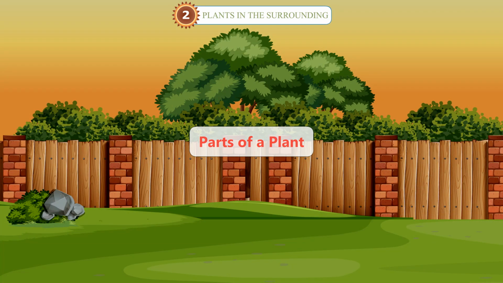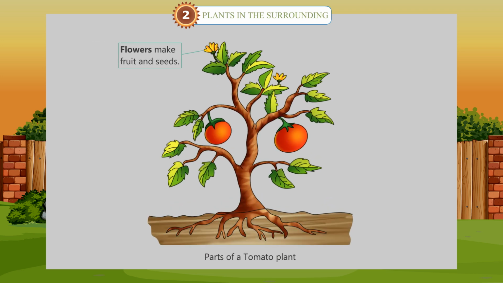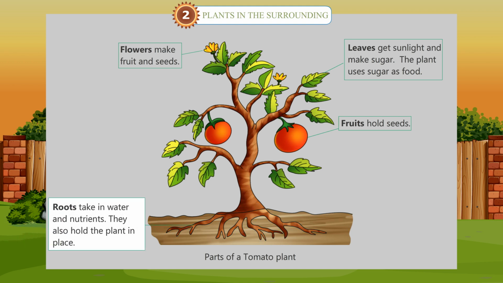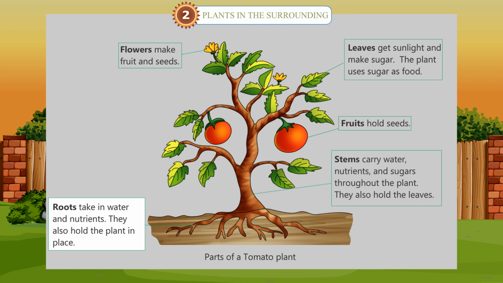Parts of a plant. Flowers make fruit and seeds. Leaves get sunlight and make sugar. The plant uses sugar as food. Fruits hold seeds. Roots take in water and nutrients. They also hold the plant in place. Stems carry water, nutrients, and sugars throughout the plant. They also hold the leaves.